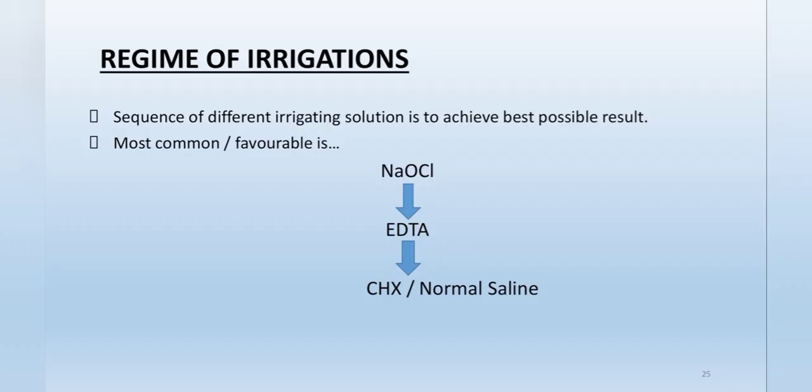So, regime of irrigations. Now, you have sodium hypochlorite, EDTA, chlorhexidine, and MTAD. How to use? First, you have to use sodium hypochlorite, then you have to give some gap, then EDTA, then you have to give some gap, some minutes, then chlorhexidine or normal saline. Or in case you use MTAD, first you have to use NaOCl, then MTAD.